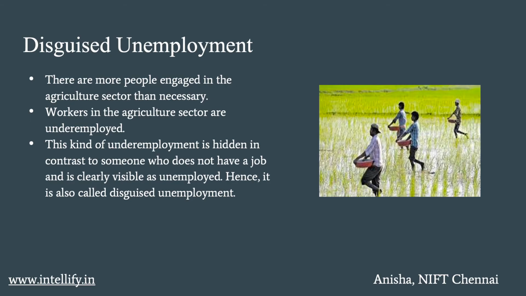What it means is that there are more people in agriculture than necessary. So, even if you move a few people out, production will not be affected. In other words, workers in the agriculture sector are underemployed. This kind of underemployment is hidden in contrast to someone who does not have a job and is clearly visible as unemployed. Hence, it is also called disguised unemployment.